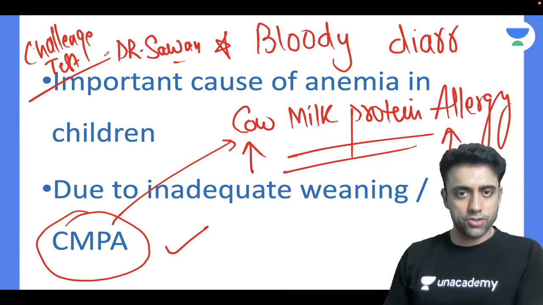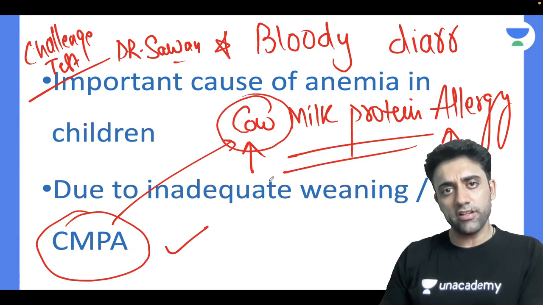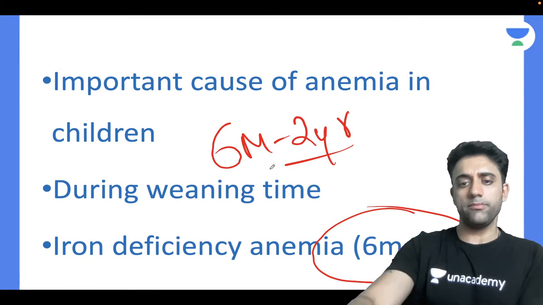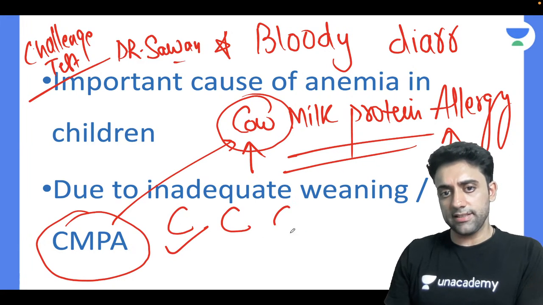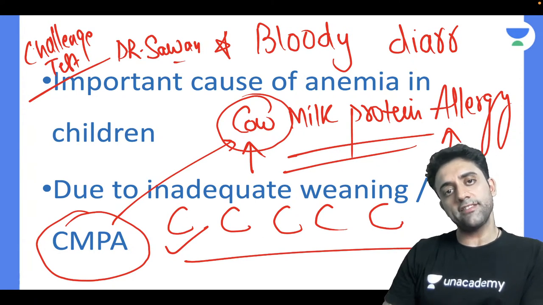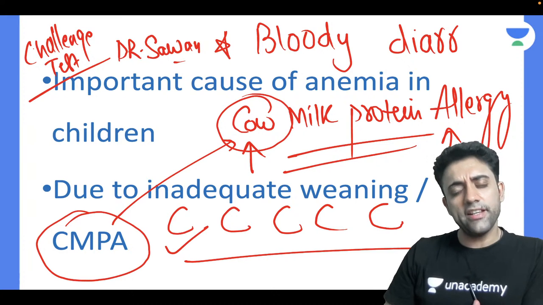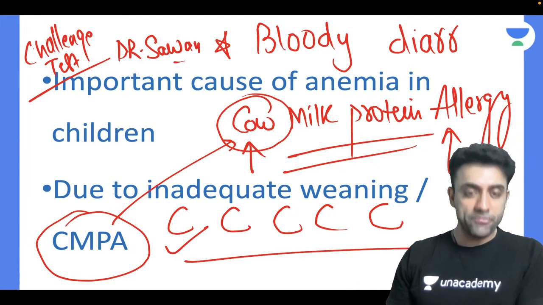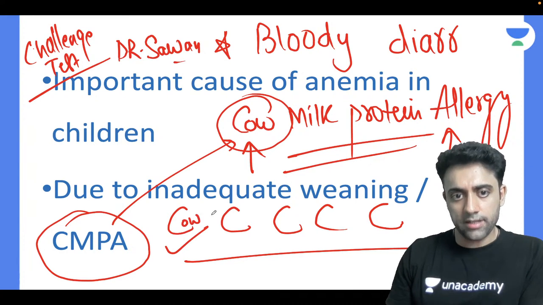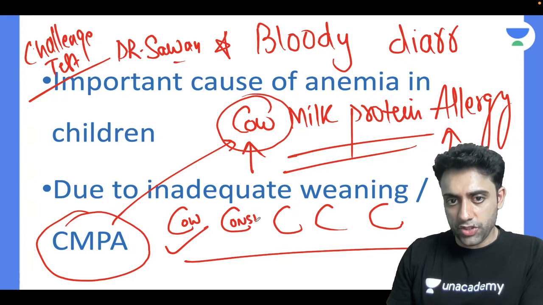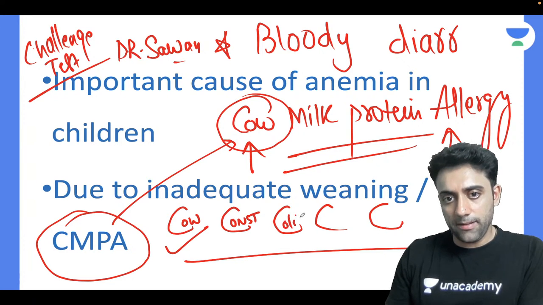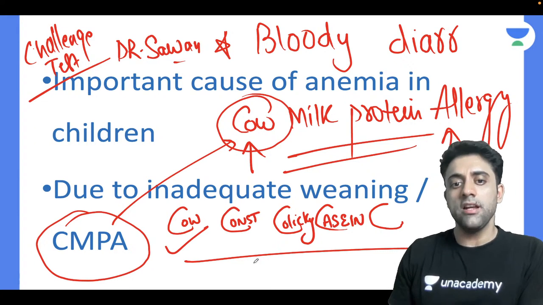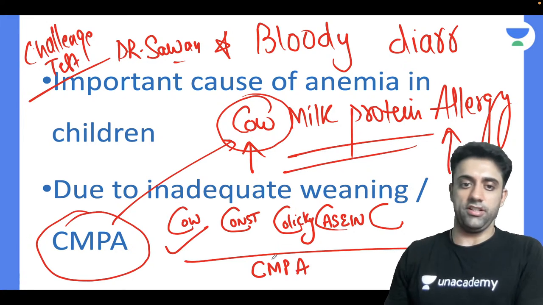Colicky pain, yes, that's true. Why is cow's milk not preferred in a newborn child? I think everyone knows about it, right? Tell me, why is cow's milk not preferred? Because cow's milk has the 5 C's. Can anyone tell me what these 5 C's are? Tell me the answer. Exactly. So cow's milk causes constipation and colicky pain because it is rich in casein, and it causes cow milk protein allergy. These are the 5 C's.